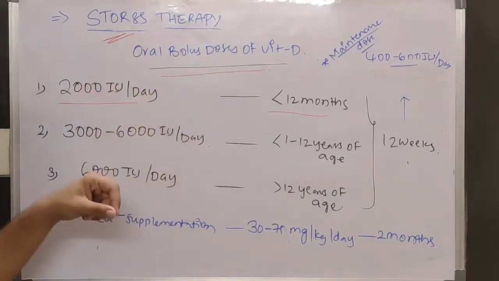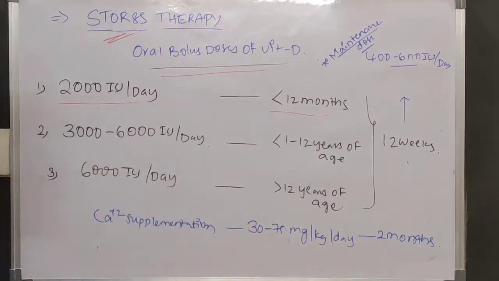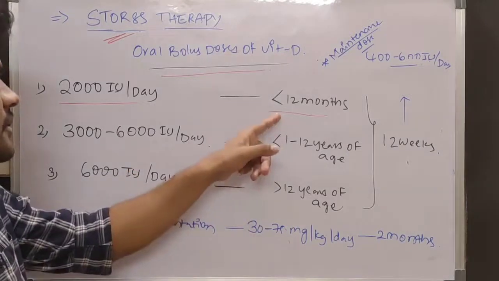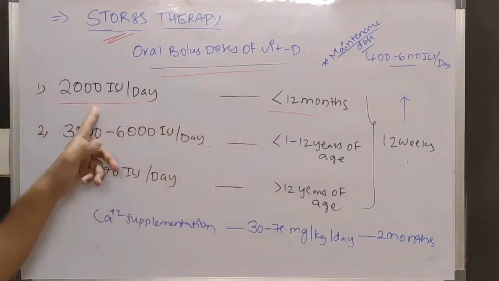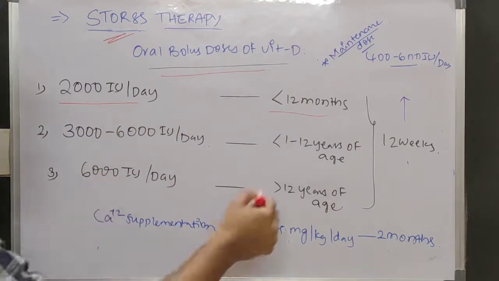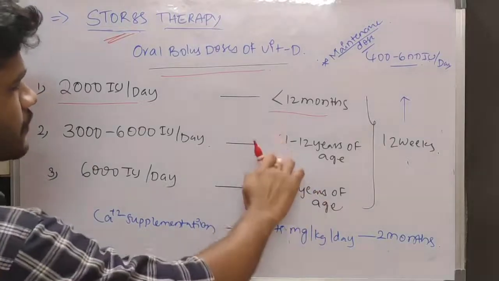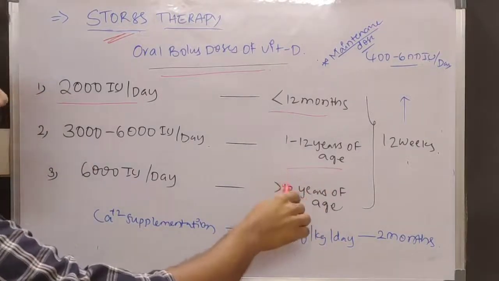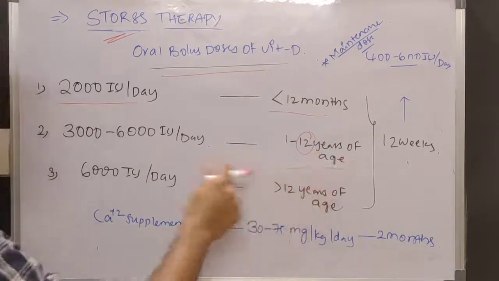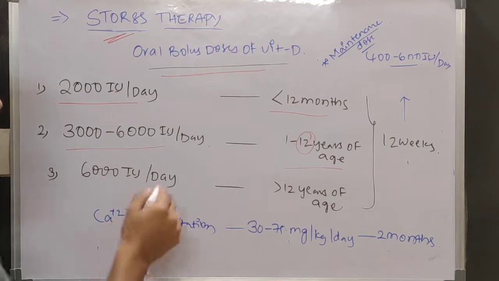We give oral bolus doses of vitamin D in this therapy. In a person who has an age less than 12 months, we give 2,000 international units of vitamin D per day. In a person between 1 to 12 years of age, we give 3,000 to 6,000 international units per day.